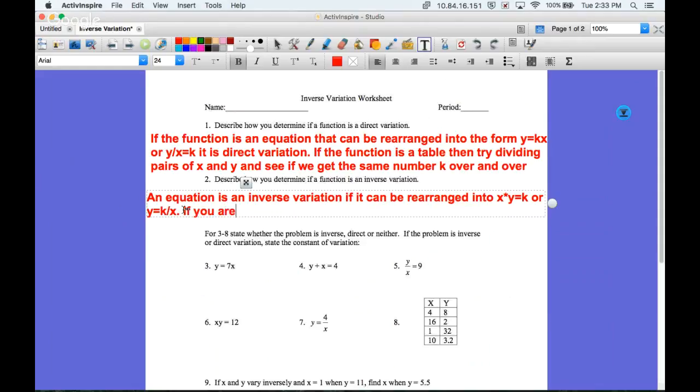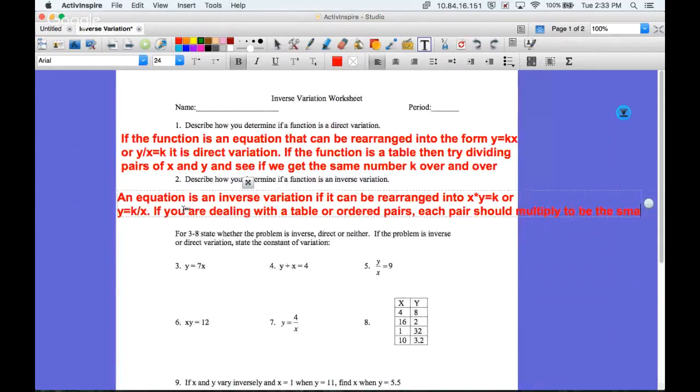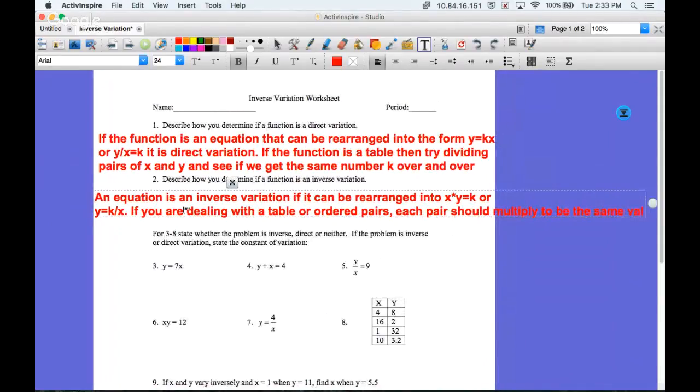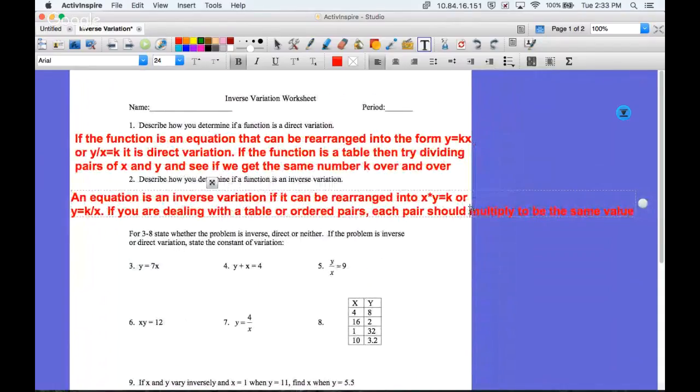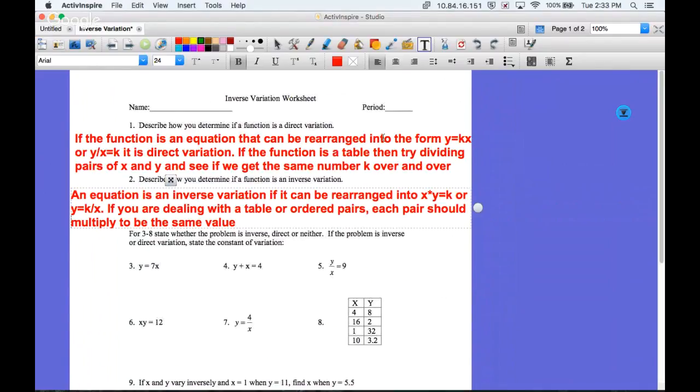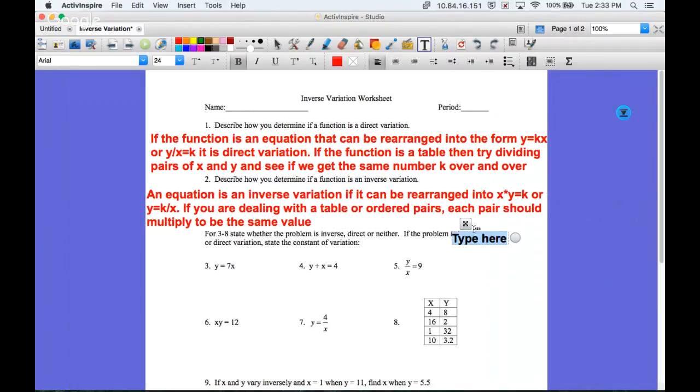If you are dealing with a table or ordered pairs, each pair should multiply to be the same value. So one way to keep that straight in your head is to think divide is direct variation. They both start with a D, and so then hopefully you can remember all the different types.